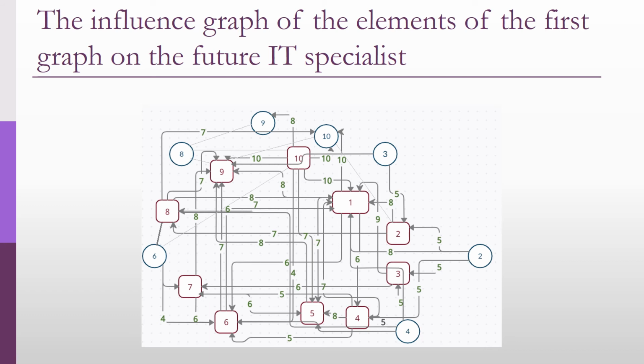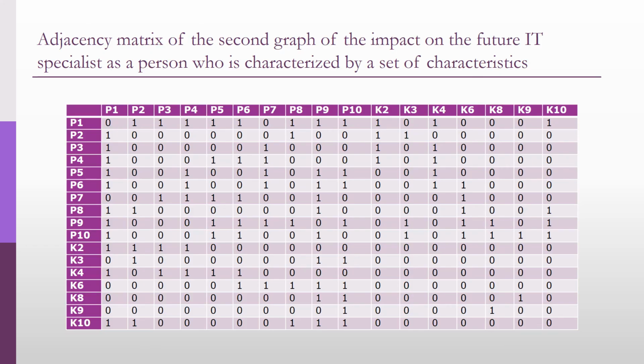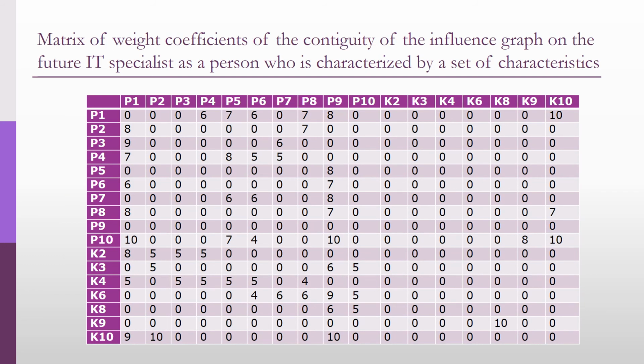So you can see this figure, the influence graph of the elements of the first graph on the future IT specialist as an object that can be characterized by such qualities as knowledge of English language, desire to learn, mathematical knowledge, logical and analytical thinking, ability to perform non-standard tasks, teamwork skills, attention to details, knowledge of a foreign language, achieving the goal, diligence. In the tables are shown the applicant qualities. There are 10 of them by letter P and external influences from the first graph by letter K.